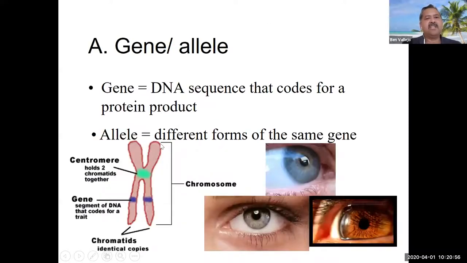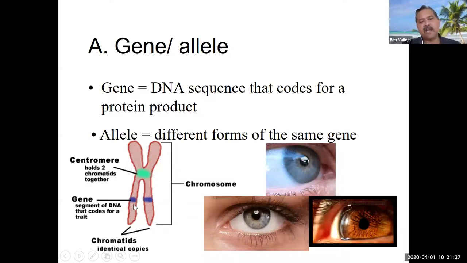We have a gene and an allele. A gene, as you know, is a DNA sequence that codes for a protein product. So if you take a look at this chromosome, remember this is a duplicated chromosome with two chromatids, and the gene is represented right here. It says it's a segment of DNA that codes for a trait. It doesn't necessarily have a band on it, but that's what it's showing in this picture here.